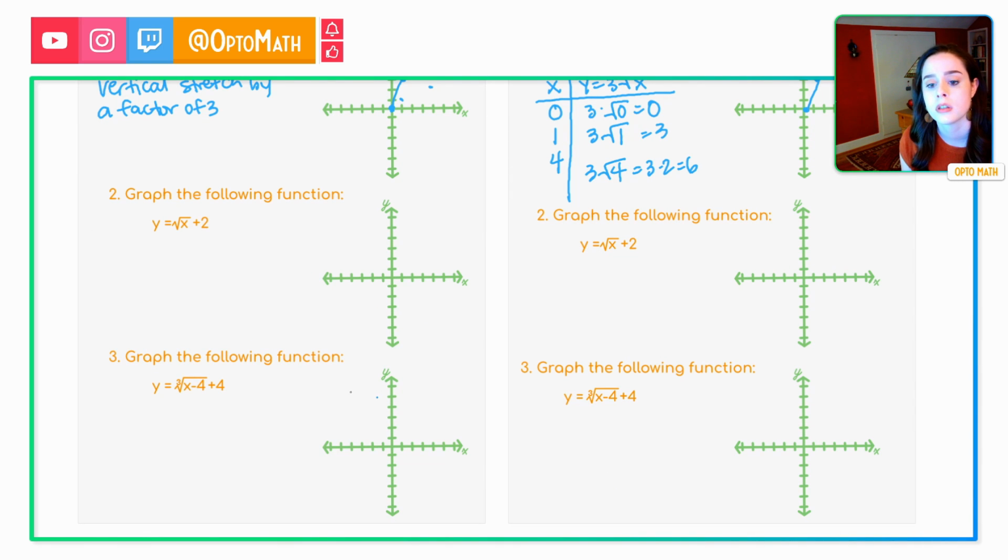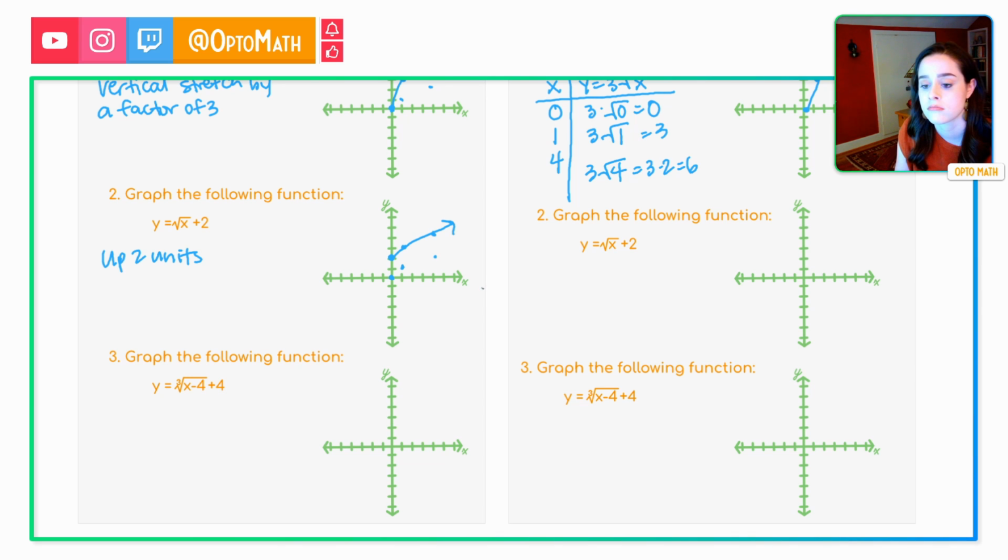Let's look at number 2. So we've got a plus 2 on the outside, which is going to be up 2 units for our transformation. So let's start with those good points we did for our parent function above because we've got another square root function. So 0, 0, 1, 1, and 4, 2. Now we've gone up 2. So this becomes 0, 2. So that's our new point. Instead of 1, 1, it's 1, 3. And instead of 4, 2, it's 4, 4. So here's our graph.